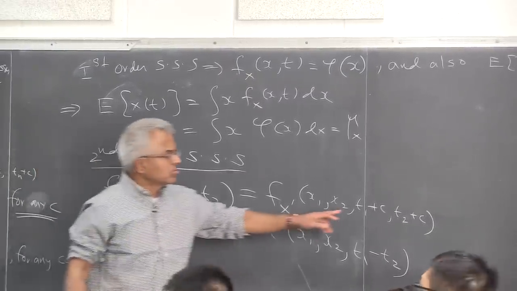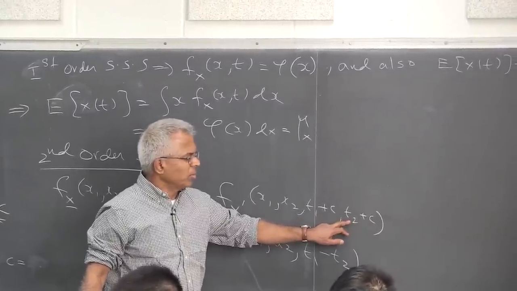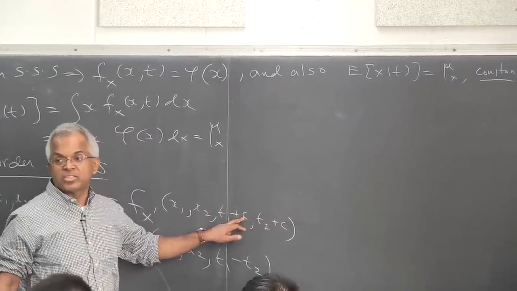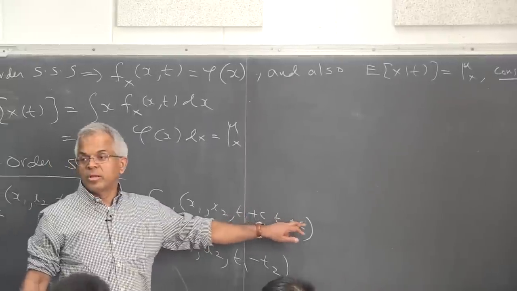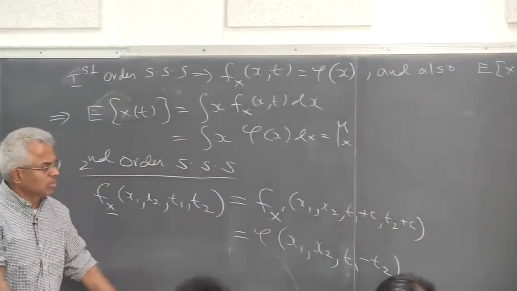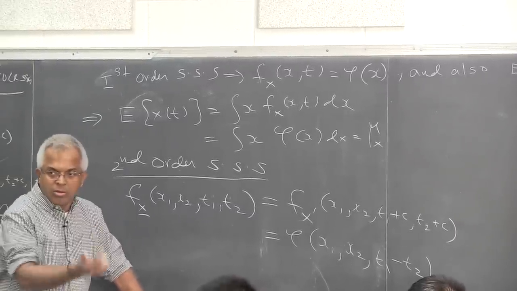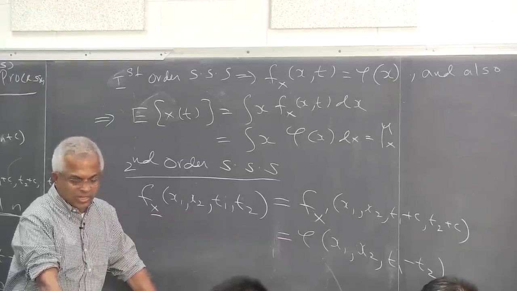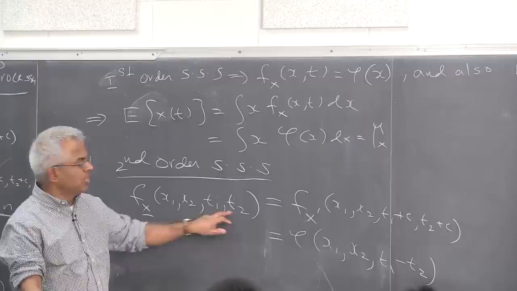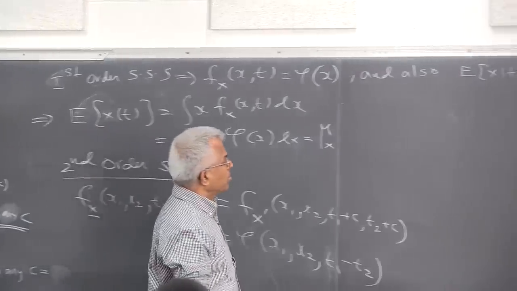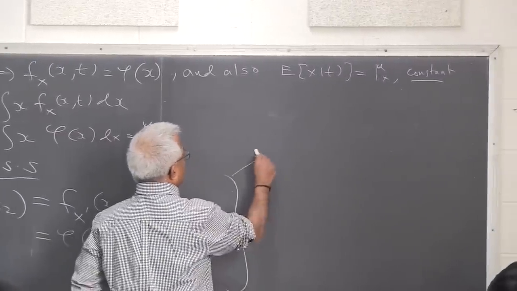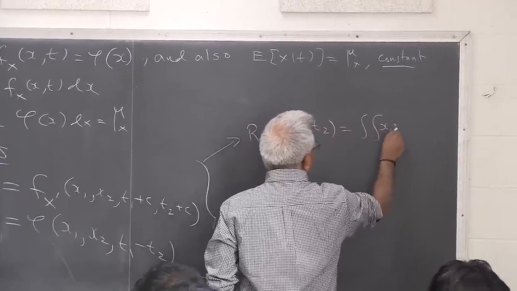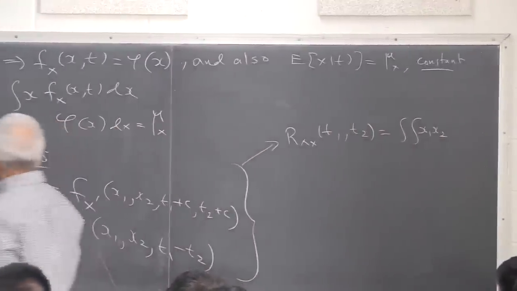Not absolute value, because look here, you can put c equal to minus t2, this will be 0, right? This will become t1 minus t2. Or you put c equal to minus t1, then this will be 0, this will become t2 minus t1. So it will be a function of the difference of time indices. So if a process is strict sense stationary in the second order, its PDF depends only on t1 minus t2. From here, one simple consequence is, if I look at the R_XX(t1, t2), what happens? This is a double integral of x1, x2.